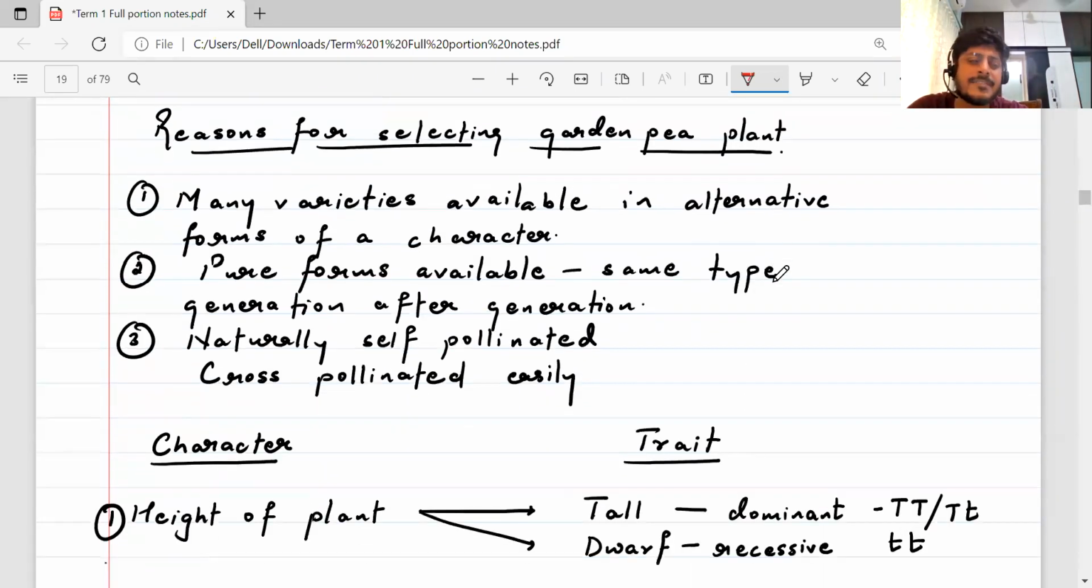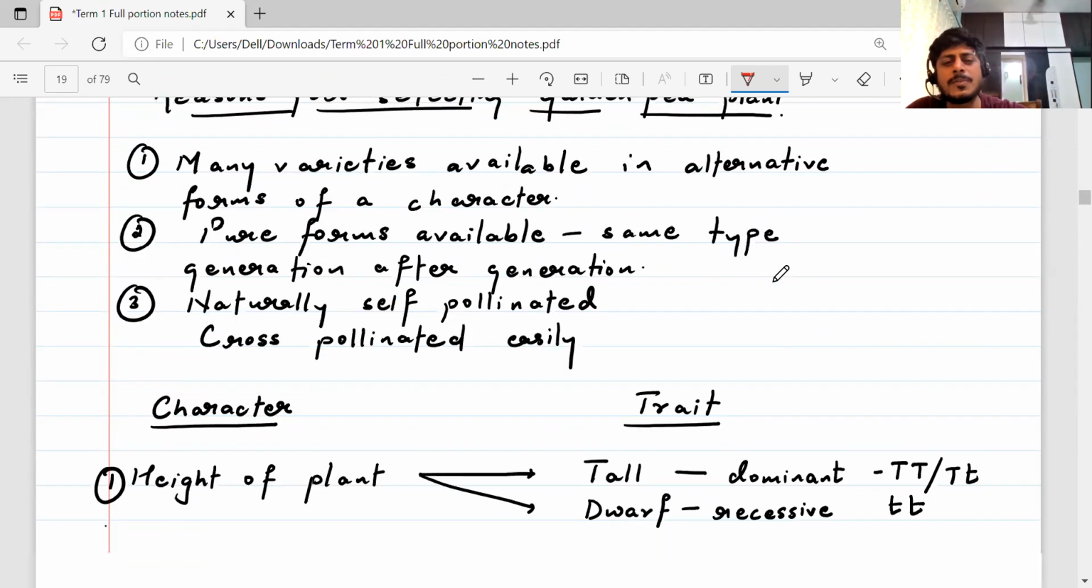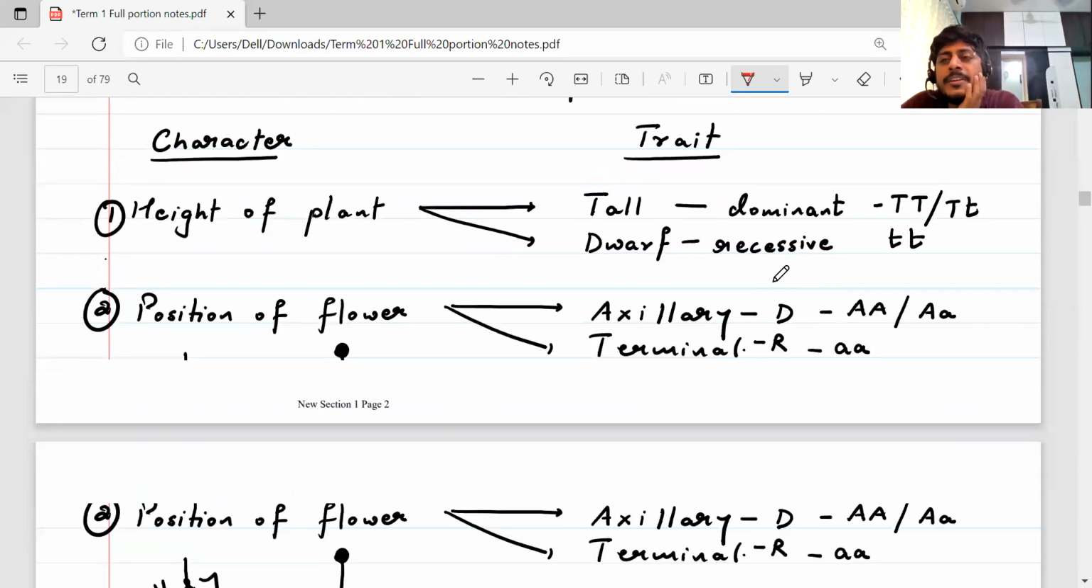There were many varieties available. Pure forms were there, naturally self-pollinated, easily cross-pollinated. Then there's an important table which speaks about the different characters and the traits. They can give you a list and ask which of the following was not what Mendel selected.